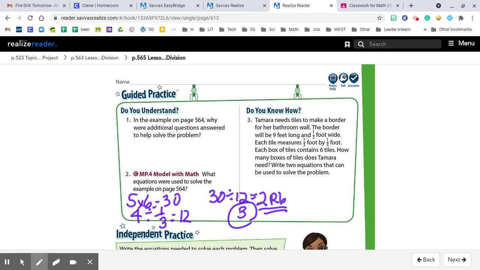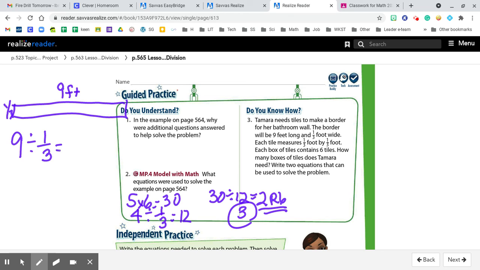So she's making a border for her wall, 9 feet by 1/3. Each tile measures 1/3 by 1/3. Each box of tiles contains 6 tiles. How many boxes of tiles does she need? Write 2 equations. So first she's going to figure out how many tiles she needs. So in 9 feet, 9 divided by 1/3 is, she's going to need 27 tiles.